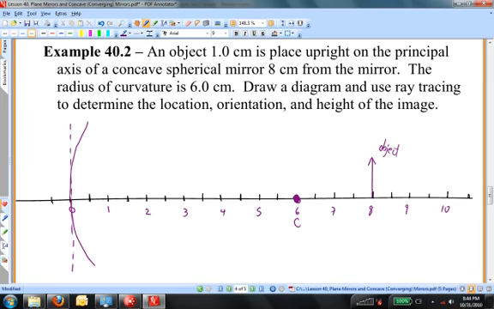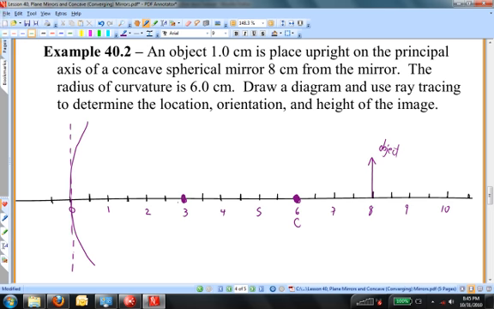So here are the things I know. Again, I have sketched my principal axis. I have labeled the tick marks there to indicate how many centimeters things are away. I need to figure out what is the focal length of this mirror. The focal length is half of the radius of curvature. Since the center of curvature is at 6 centimeters, the focal point is going to be located at 3 centimeters.